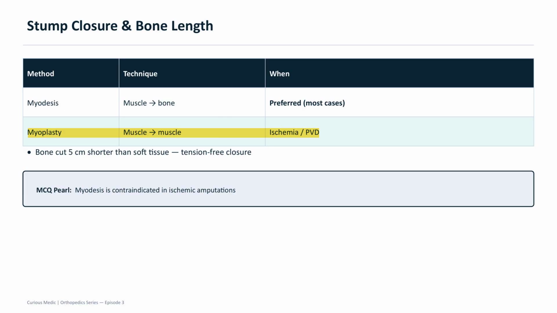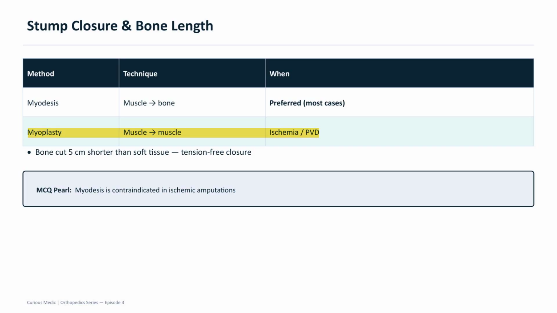This is used specifically when the indication for amputation is ischemia or peripheral vascular disease. Why? Because in an ischemic limb, the muscle is already poorly perfused. Suturing an ischemic muscle to bone, which is also relatively less vascular, makes no sense. Instead, you suture it to the opposing muscle, which has a better blood supply, and this encourages recovery.